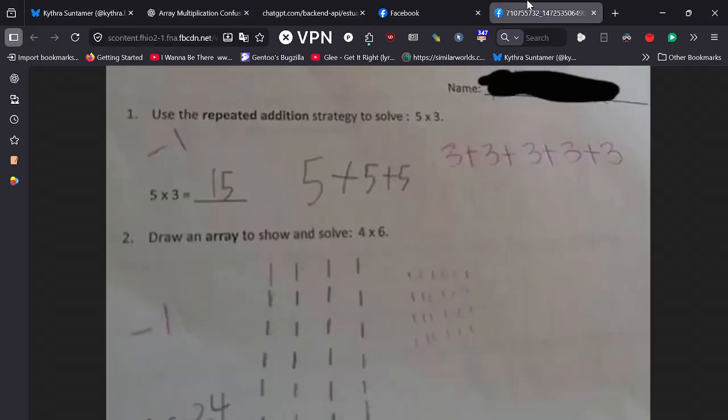This question is incredibly poorly worded, to say the least, and it should specify that it's looking for 5 groups of 3 so that this becomes clear. And the same for the other one and everything. Draw an array to show 4 groups, 4 times 6, which should be rewritten to say draw an array to show 4 groups of 6. The problem is a poorly worded question rather than the student's answer.